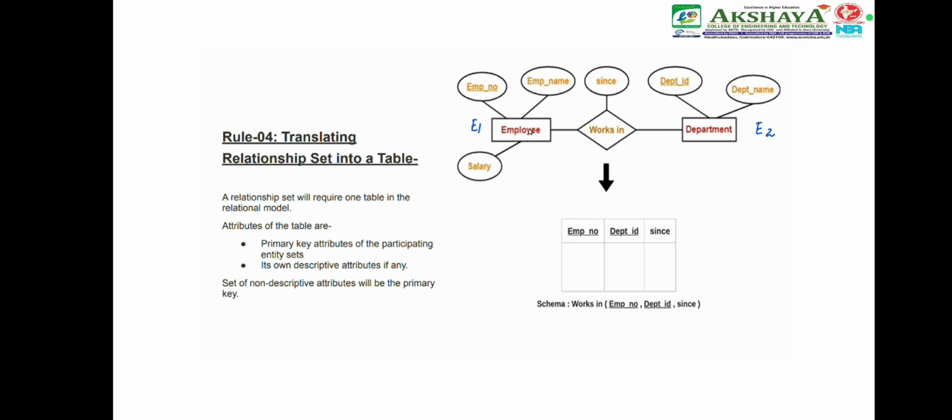The fourth one is translating a relationship set into a table. A relationship will require one table in the relational model. The attributes of the table are the primary key attributes of the participating entity sets and its own descriptive attributes, if any. The set of non-descriptive attributes will be the primary key.